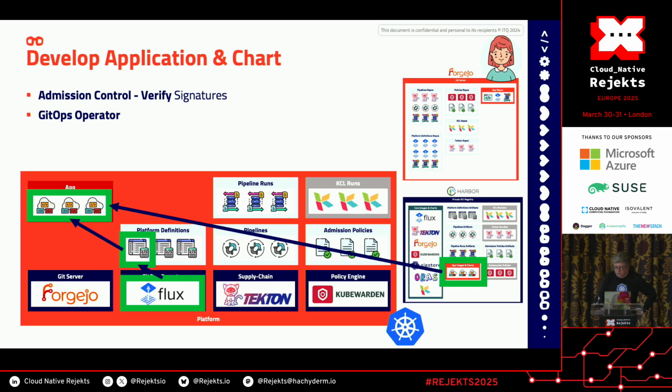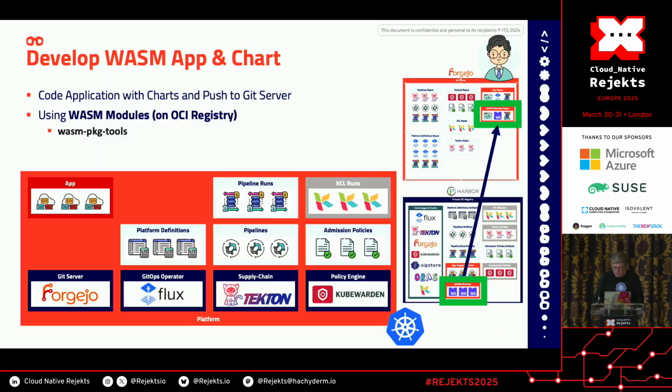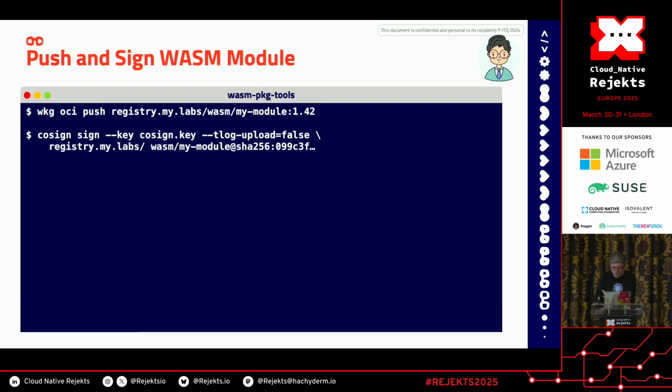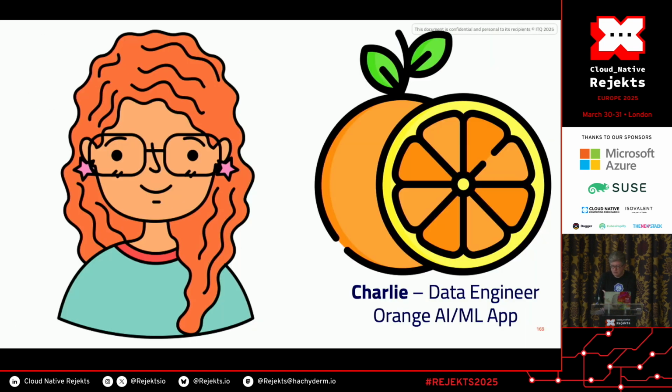So at the end of the day, this GitOps operator deploys the content inside the repository as other content, and the application is deployed. So for Bob, who developed the WebAssembly application, it is the same process as Alice, but here he uses WebAssembly modules that are stored in the OCI registry as well, using the WebAssembly package tools, and uses the WebAssembly command line to push the content, and then sign the content. And the rest, for the application itself, is the same process as Alice.